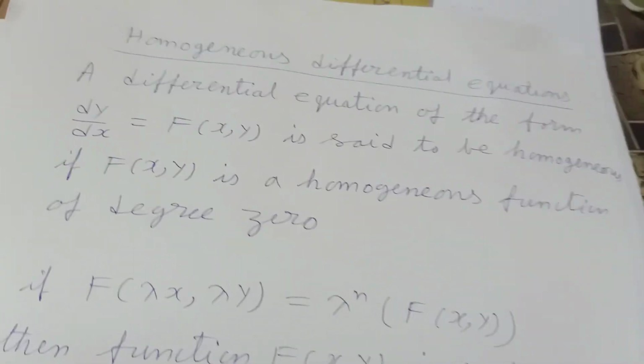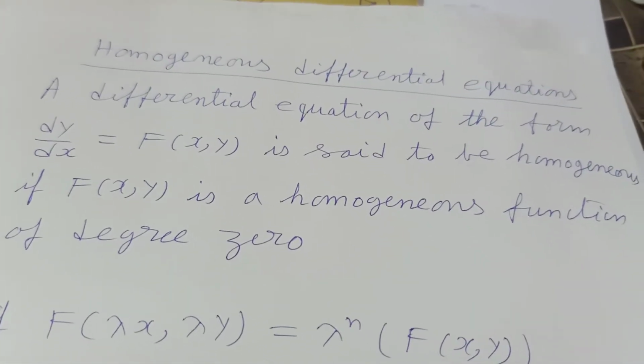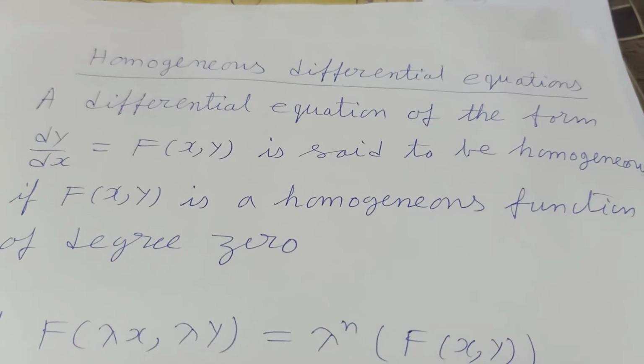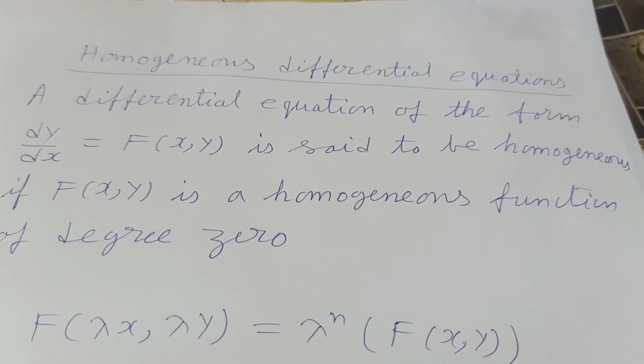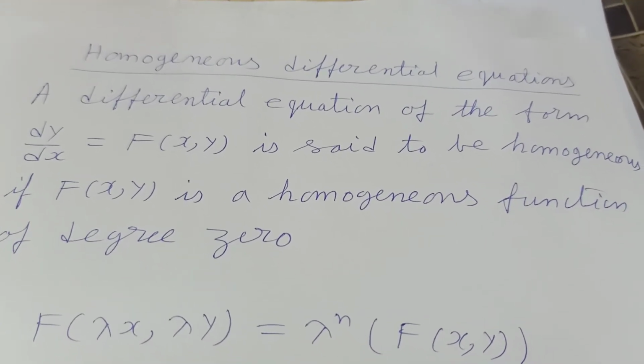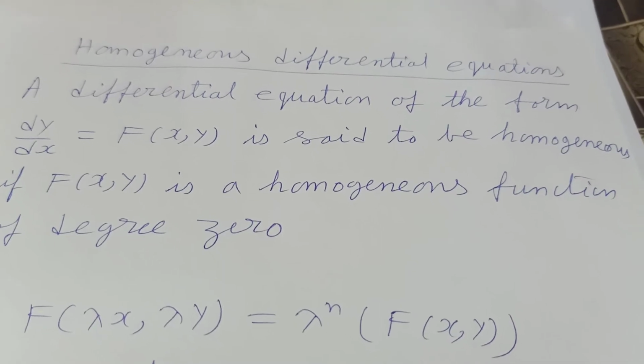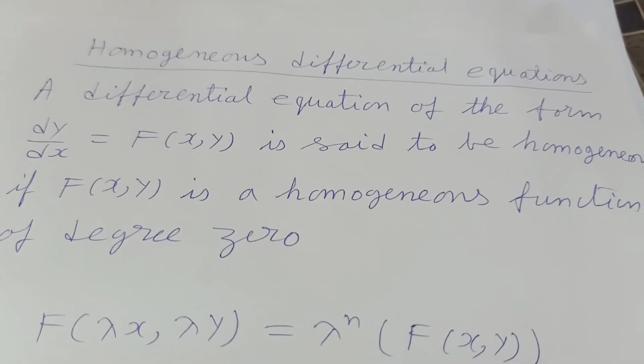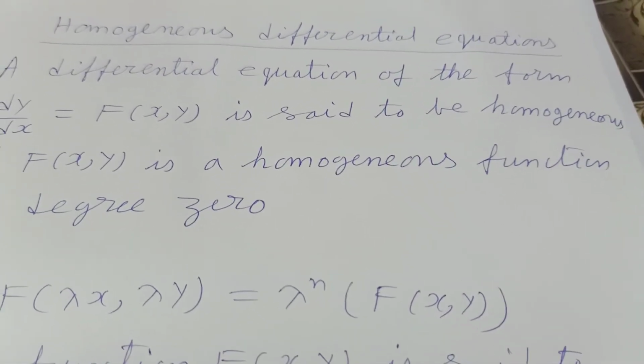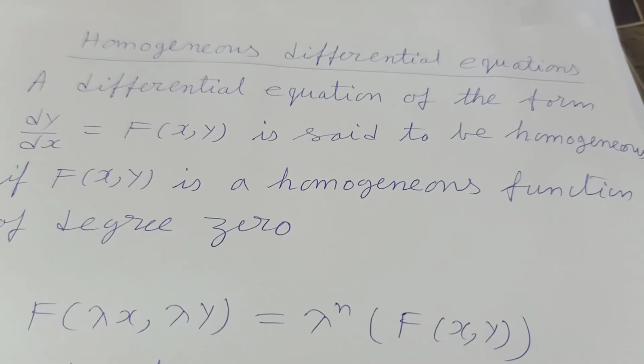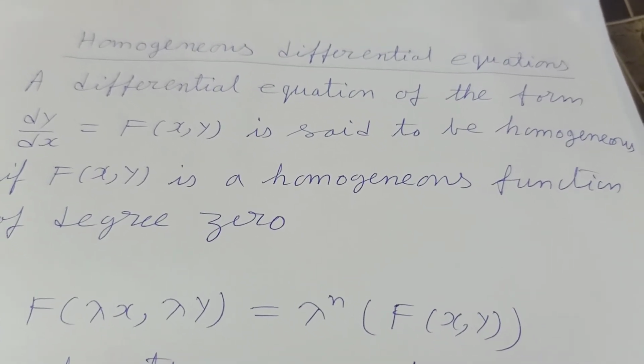Now we see the second type of equation, that is homogeneous differential equation. Now a differential equation of the form dy by dx equal to f(x,y) is said to be homogeneous if f(x,y) is a homogeneous function of degree 0.